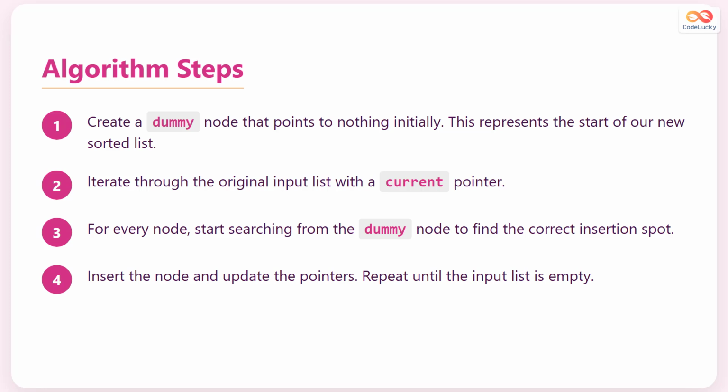Here is the step-by-step algorithm. Step 1, create the dummy node. Step 2, start a current pointer on the head of the input list. Step 3, for each node, reset a prev pointer to the dummy node and move it forward until you find the insertion spot. Step 4, insert the node by adjusting pointers, then move to the next item.